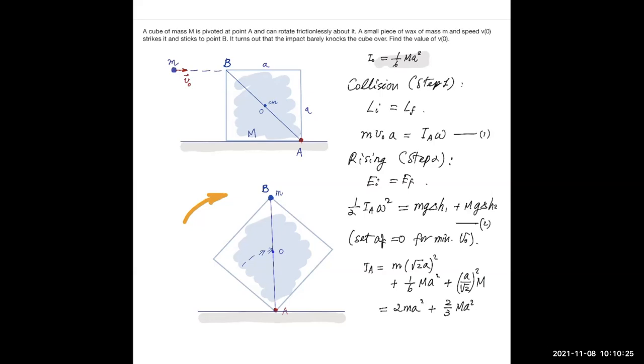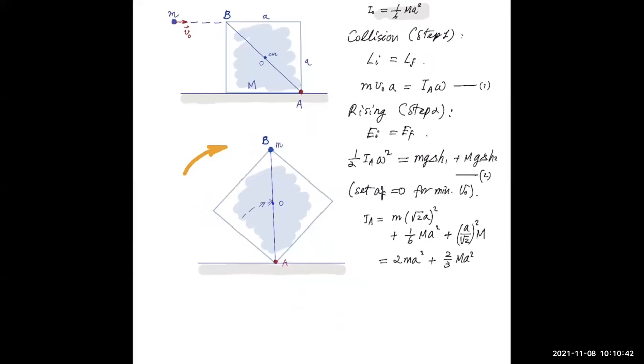Now what about delta H1, delta H2? Well, both the cube and the wax sitting at corner B, they both rotate about point A. They're both doing circular motion, but about a different radius, right? For the wax, it starts at the initial position of point B and ends up at the final position of point B. And point B initially sits a distance A above the table, and at the end it sits a distance of square root of 2 A from the table.